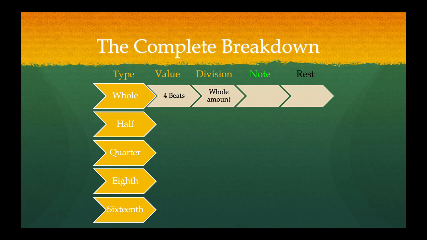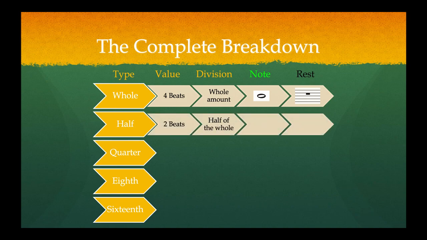So let's look at the complete breakdown of the math for all of these different note types. We start with the whole, worth 4 beats. It's our whole amount. It's the biggest leaf on the tree. So a whole note gets 4 beats of sound, and a whole rest gets 4 beats of silence. We then take our whole and we split it into 2. So now we have halves. A half gets 2 beats because it's half of the whole. So a half note gets 2 beats of sound, and a half rest gets 2 beats of silence.